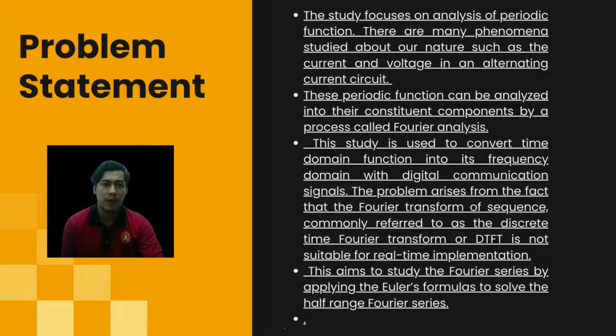There are many phenomena studied about our nature, such as the current and voltage in alternating current circuits. This periodic function can be analyzed into its constituent components by a process called Fourier analysis. This study is used to convert a time domain function into its frequency domain with digital communication signals. The problem arises from the fact that the Fourier transform of a sequence, commonly referred to as the discrete time Fourier transform or DTFT, is not suitable for real-time implementation. This aims to study the Fourier series by applying the Euler formulas to solve the half-range Fourier series.